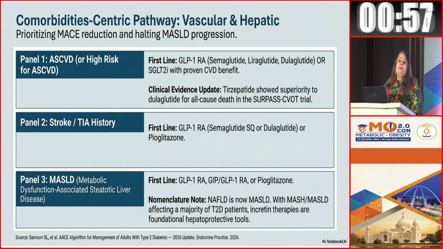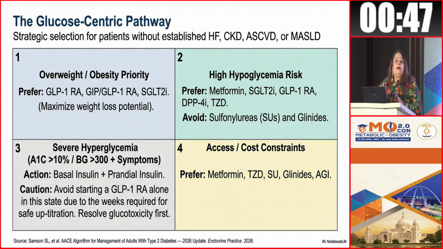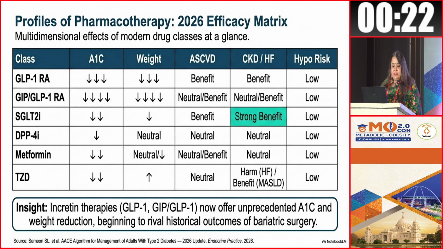And they've described how we've changed the nomenclature to include MASID. They've also focused on the glucocentric pathway in case there are no established comorbidities or complications. And here, again, looking at overweight, obesity, priority, or hypoglycemia risk, or preventing that, or severe hyperglycemia, or again, access, cost constraints, very much there in the decision-making tree.